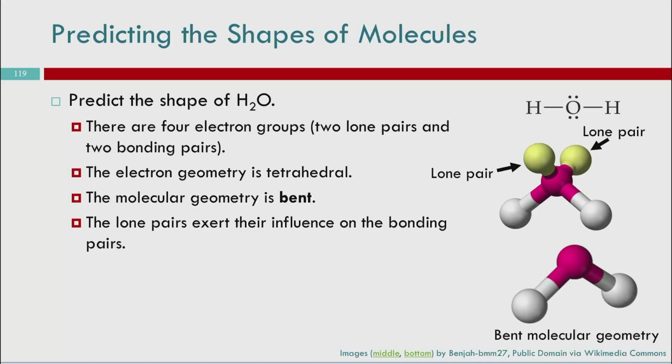What shape are my feet and torso making? It's like this sort of a thing that I'm doing with my hands, right? So it's a bent shape. It's not linear. It's bent off at an angle rather than being linear. It's also not trigonal because we don't have 3 things attached to our central atom. We've only got 2 atoms attached to our central atom.